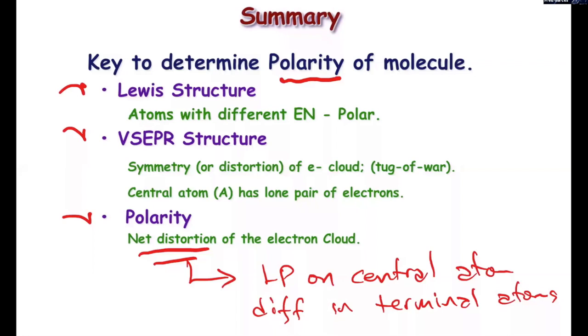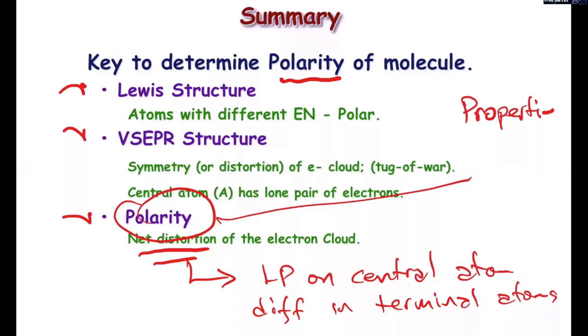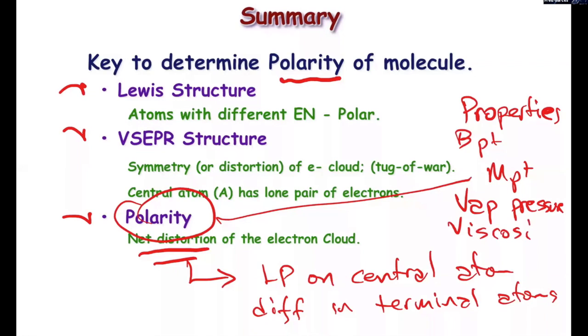In terms of figuring out properties. Because we're gonna use this knowledge of polarity to talk about properties such as boiling point, melting point, vapor pressure, okay, viscosity. All properties that we can measure for matter. And that's the next section that we're going to be looking at. So we're going from chapter 10 to chapter 12.